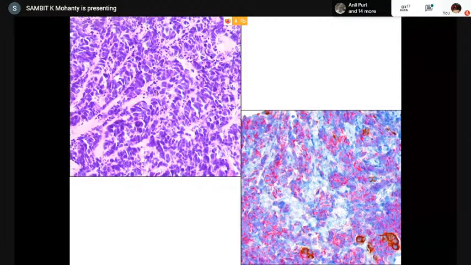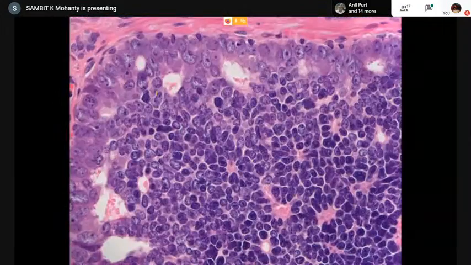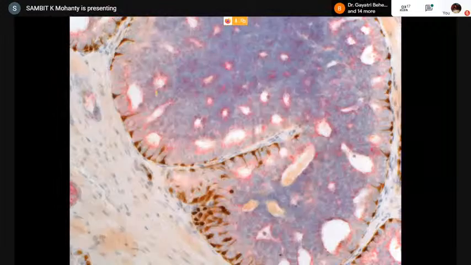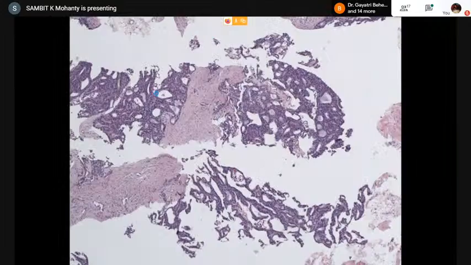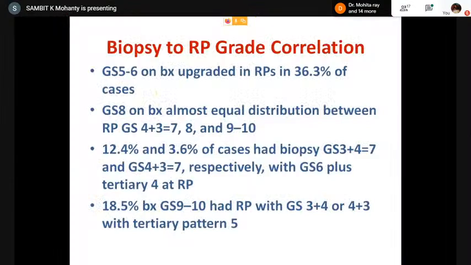This is again small cell, so we did it. This also we did. This we discussed before, so I'm not going to waste my time. Introductory also we're not doing. We did it before. So let's go to biopsy to radical prostatectomy grade correlation.